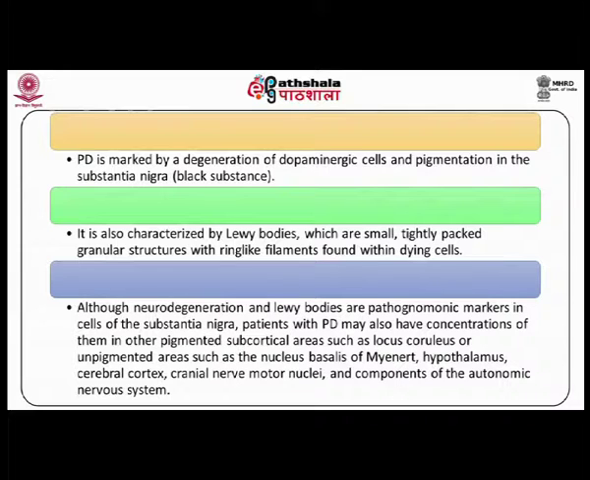Although neurodegeneration and Lewy bodies are pathognomonic markers in cells of the substantia nigra, patients with PD may also have concentrations of them in other pigmented subcortical areas such as the locus coeruleus, or unpigmented areas such as the nucleus basalis of Meynert, hypothalamus, cerebral cortex, cranial nerve motor nuclei, and the components of the autonomic nervous system.